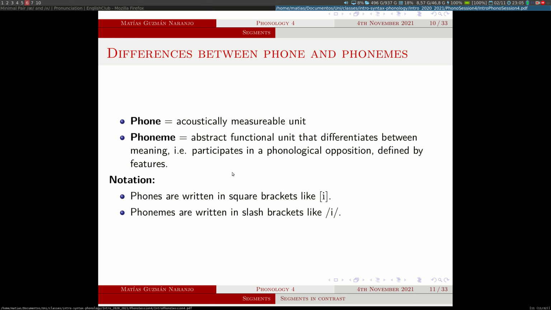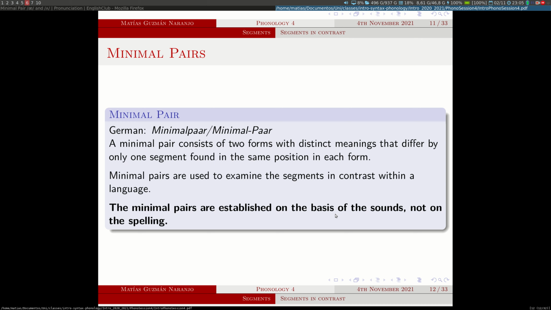So, and maybe you recall, I think it was from the first lecture, we saw that phonetic transcription, phonetic elements of phones, are transcribed with square brackets, while phonemes are transcribed with slashes in phonemic transcriptions. So how do we find phonemes? Well, we basically find phonemes by looking at minimal pairs. And minimal pairs are pairs of words which contrast in meaning and also contrast in one single segment.